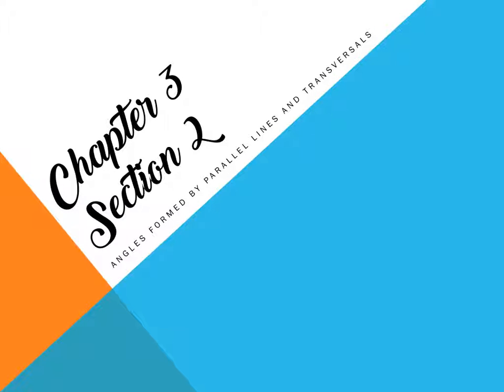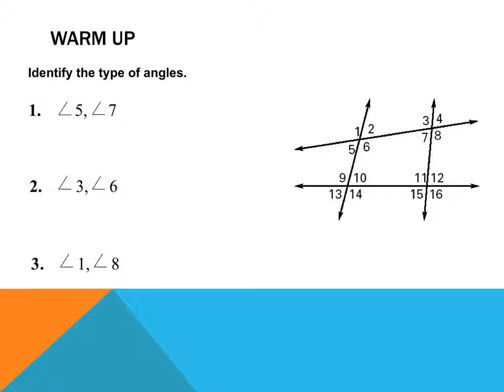All right, so this video is going to take you through Chapter 3, Section 2, which is angles formed by parallel lines and transversals. So what you need to know is what are those special angles: alternate interior, alternate exterior, corresponding and same side interior. And then we're going to take it a step further and say if the lines are parallel, what does it mean about those angles? So this is the one of just going over the types of angles.